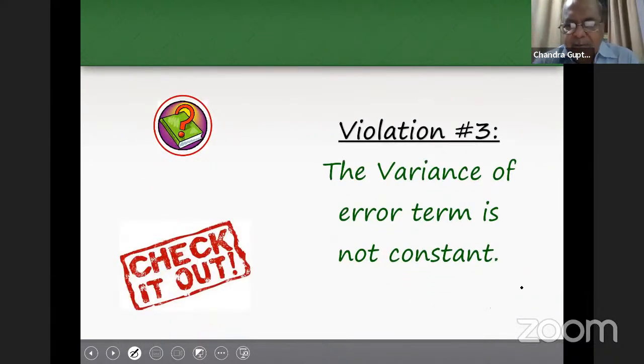Third violation. Variance of the error term is not constant. What does it mean? Let's understand it first, then I will proceed further. What we mean is that the variance of the error term is not constant. What does it mean?